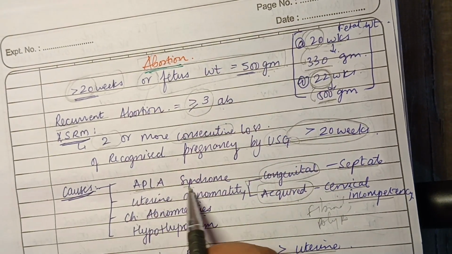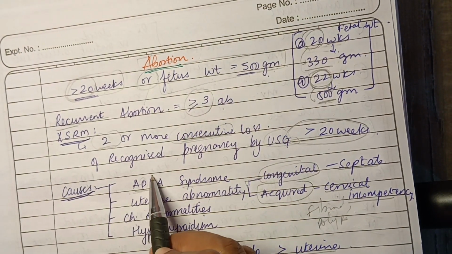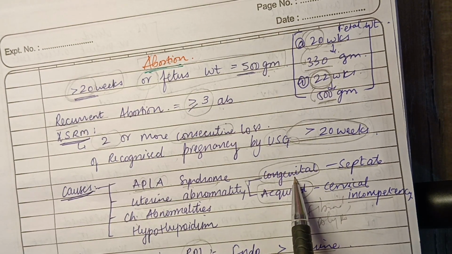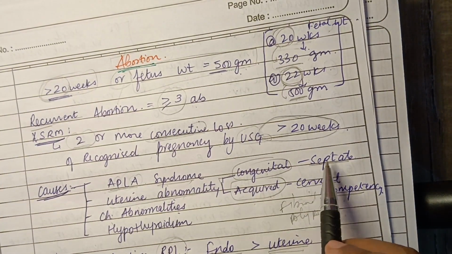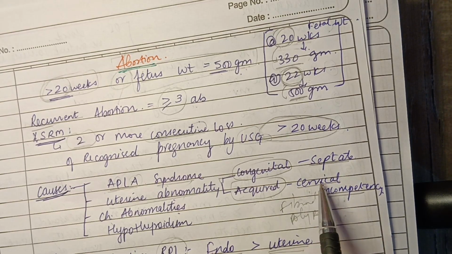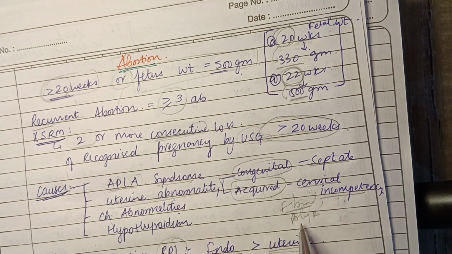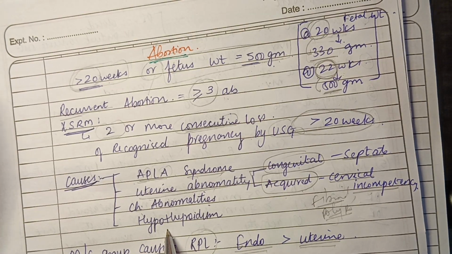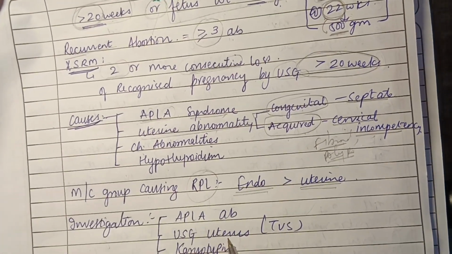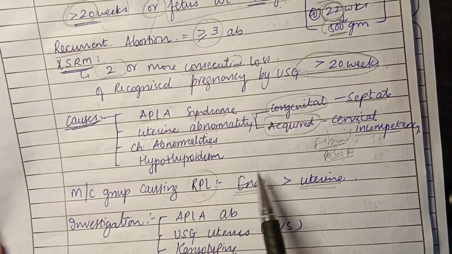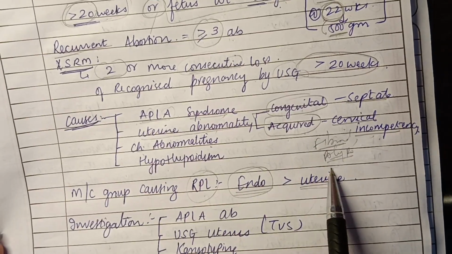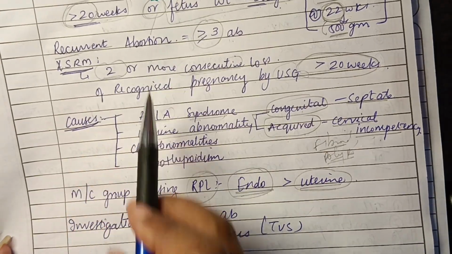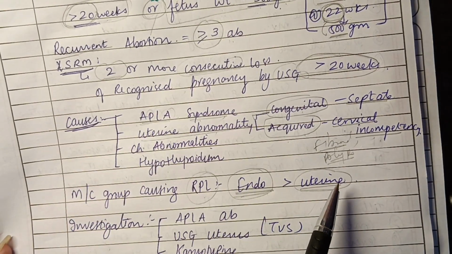First is APLA syndrome, antiphospholipid antibody syndrome. Uterine abnormality, that is congenital and acquired. Congenital is septate uterus and acquired is cervical incompetency, fibroid or polyp. Chromosomal abnormalities and hypothyroidism. The most common group causing recurrent pregnancy loss is endocrinal cause more than uterine cause. So endocrinal cause will lead to more recurrent abortion as compared to the uterine causes.